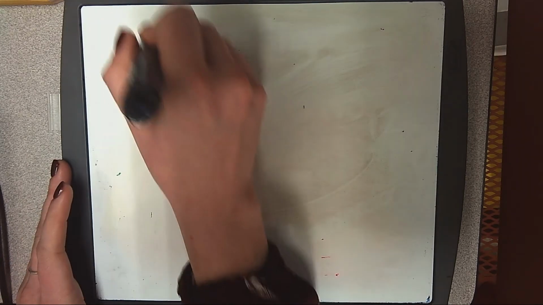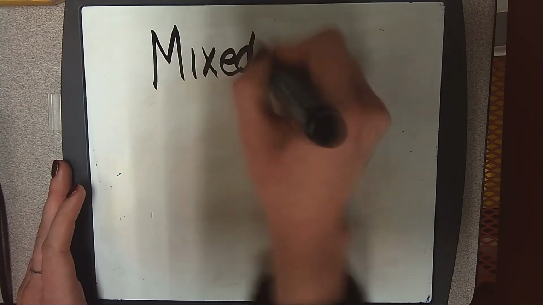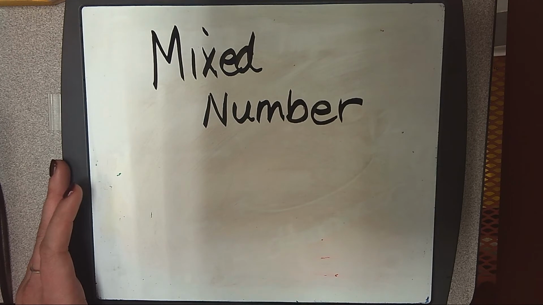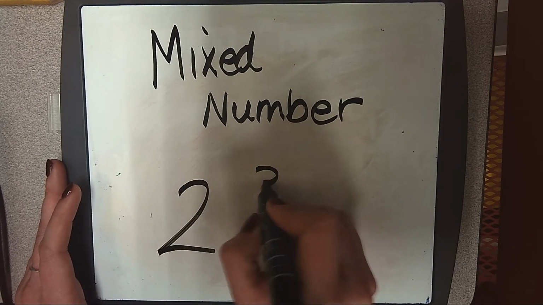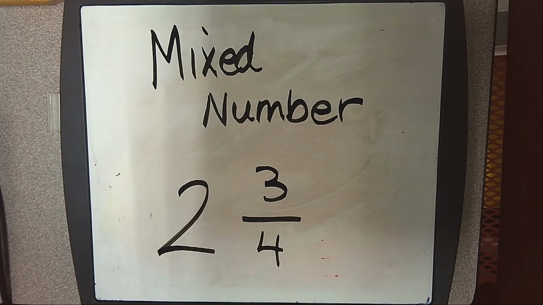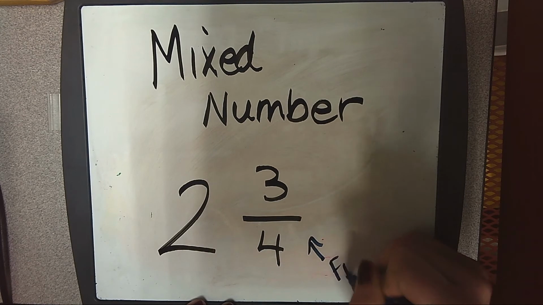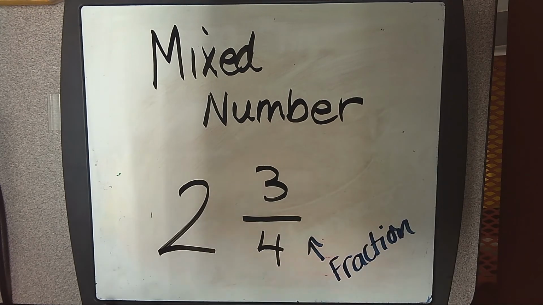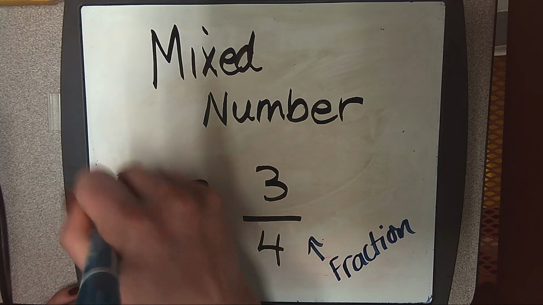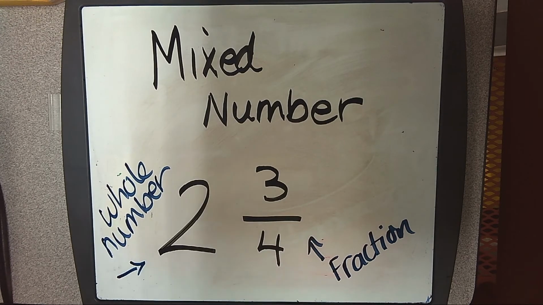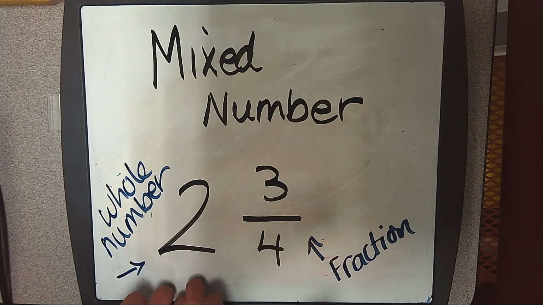We're turning improper fractions into mixed numbers. So what is a mixed number? Well, a mixed number is consisting of a whole number and a fraction part. So in 2 3/4, the 3/4 is the fraction, and the 2 is the whole number. So mixed numbers are a mixture of a fraction part and a whole number.